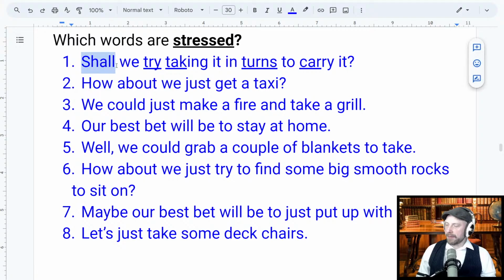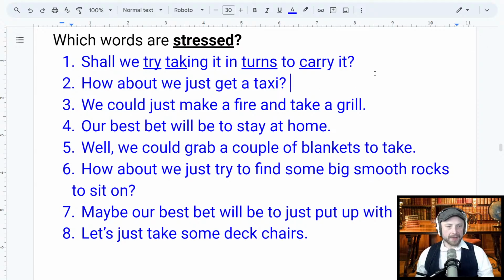So notice that the modal verb is not stressed, and the pronoun is not stressed, and the prepositions are not stressed. In and to are not stressed. Should we try taking it in turns to carry it?